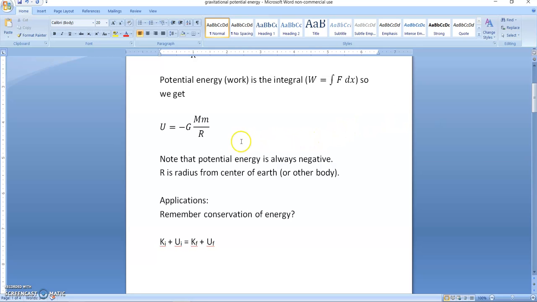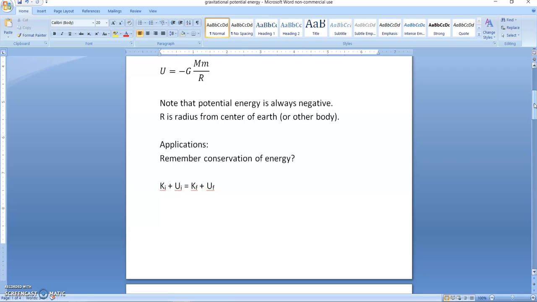So the potential energy then is that, and it's always negative. Now, why does this matter? Because back in the day, we used conservation of energy. Kinetic initial plus potential initial equals kinetic final plus potential final. For our purposes here, we're going to ignore elastic energy because I don't think we'll be using springs to launch stuff into orbit. It might be a fun lab.